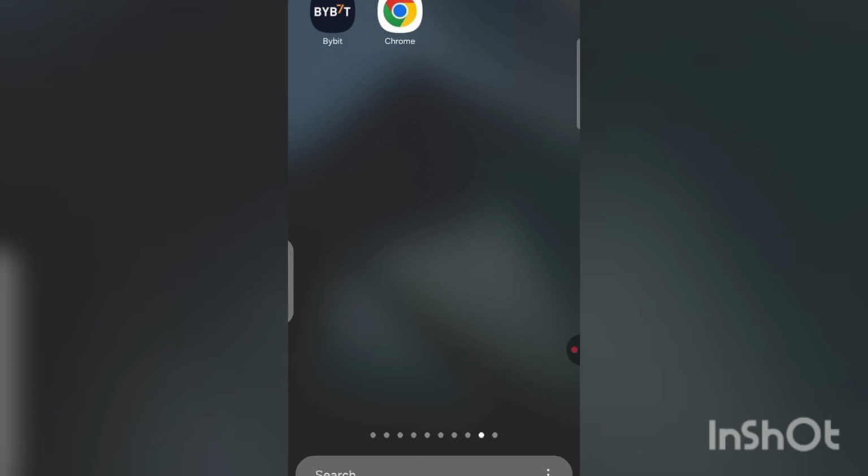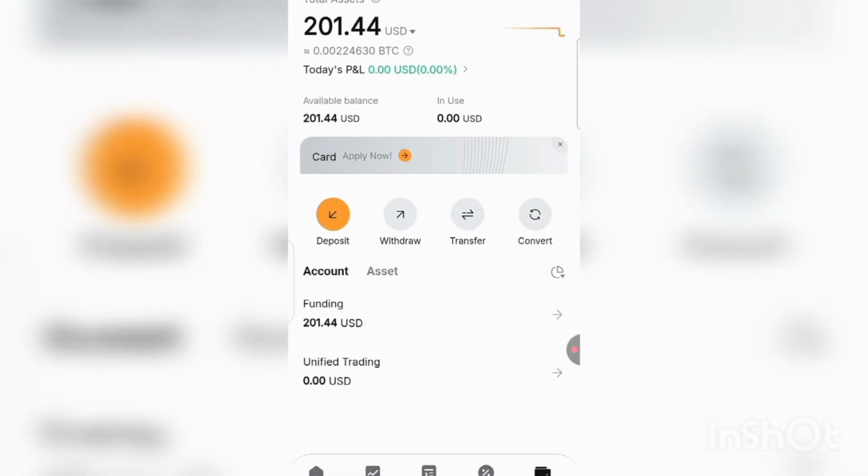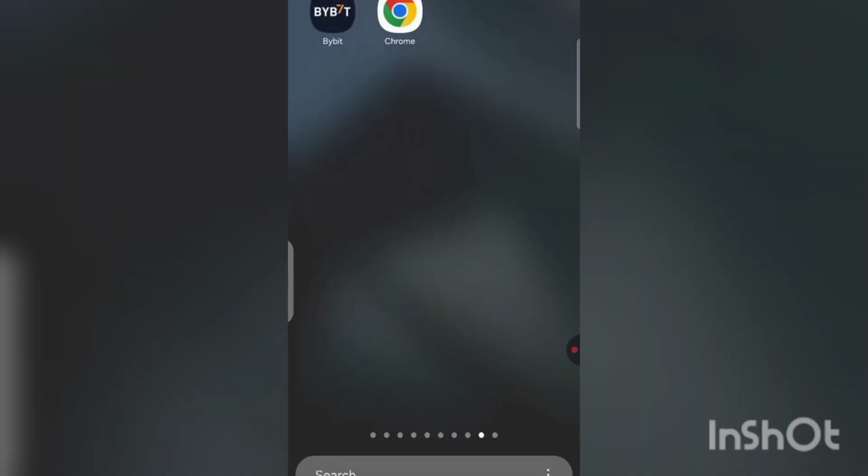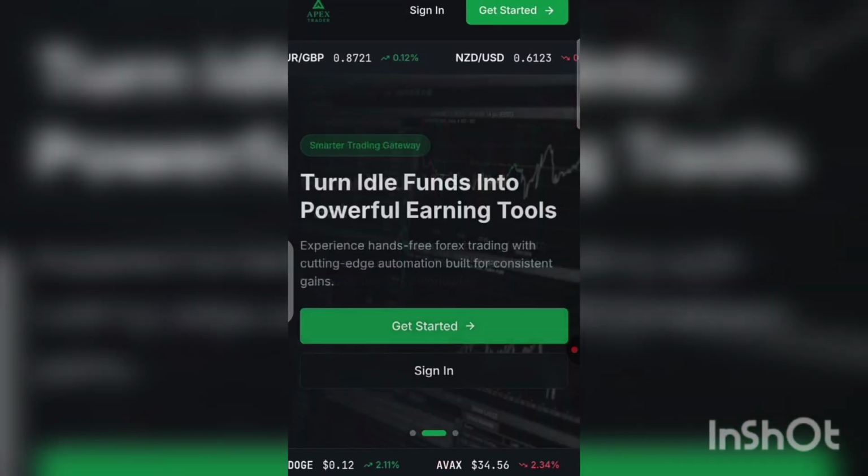People have been asking me about how they can use my bot that I'm using to make money. So you only need Chrome and Bybit to make use of this particular bot and make a lot of money. So this is my Bybit. In my Bybit here, you can see I have 201 USD. So I'm going to make this particular trade live so that you can understand how it works.